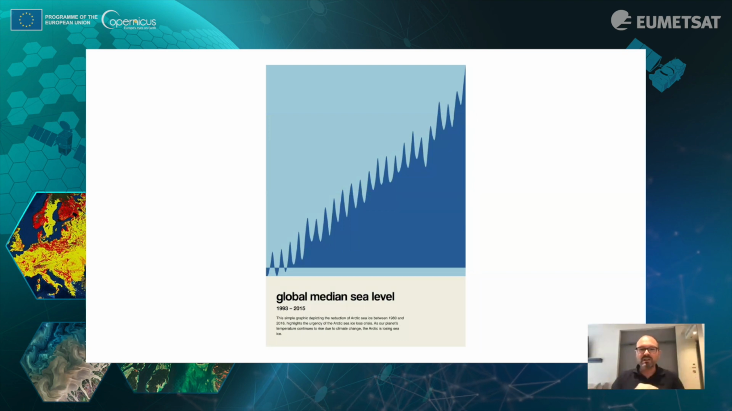Okay, so then we switch to sea level. So we have sea level rise over time. It looks relatively familiar in that it's a stylized line graph, but it gets across the point that sea level is going on an upward trajectory.